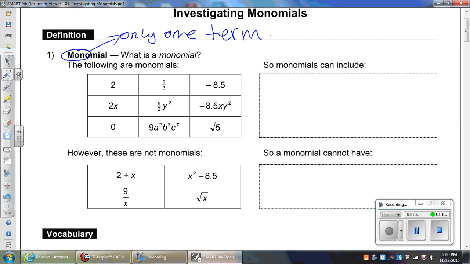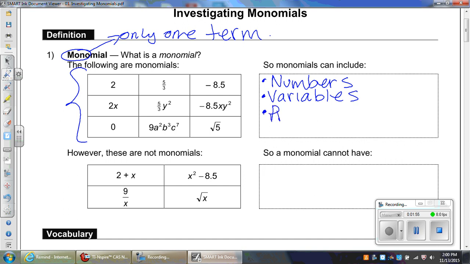And what we have here are examples of terms. Some are just numbers by itself, and others have numbers and one multiplied by one variable. Others are a number multiplied by more than one distinct variable. So let's go ahead and write down what monomials can include. They can include numbers. They could also include variables. And they could also include the product.